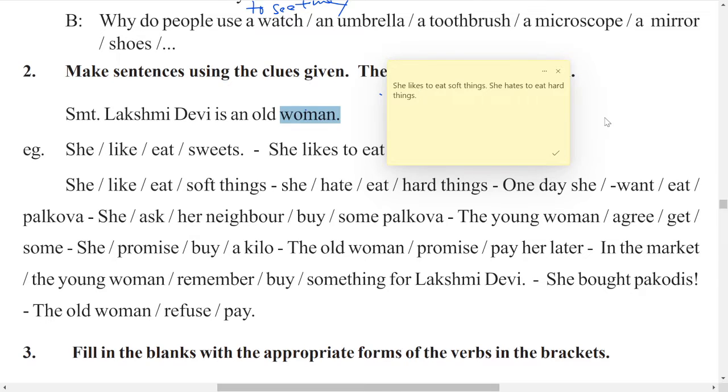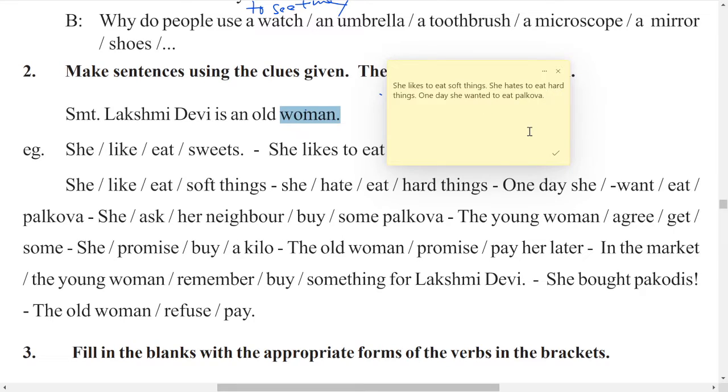Next one, one day she want to eat palkova. Okay, one day, how can we use it? We have to use "to" here. She wanted to eat palkova. Palkova is a sweet, I think you all know it. Again we have got "to eat", so that is very important. Focus on the verbs that we have to change. We are not focusing on "to eat", we have to focus on the verbs. See here, it is likes, another one is hates, another one is wanted to. Focus on these verbs.